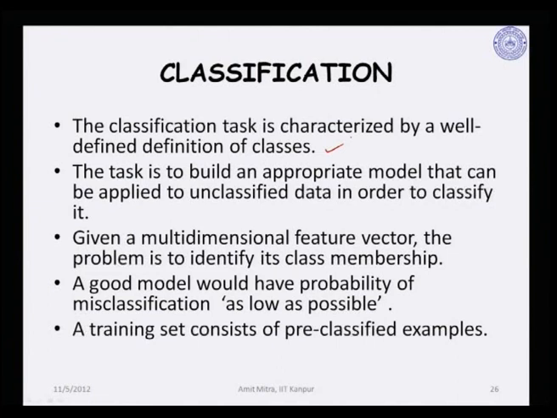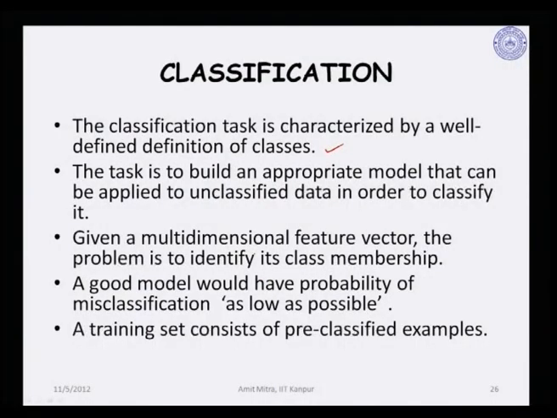So this has a well defined definition of classes and class memberships, and we will have a learning sample with pre-classified examples. The task would be to build an appropriate model that can be applied to unclassified data in order to classify that particular feature. Thus, given a multidimensional feature vector, the problem is to identify its class membership through an appropriate statistical technique. Since it is a supervised mode of learning, we will have to introduce the concept of a good model. A good model would be one that has the probability of misclassification of the patterns as low as possible.